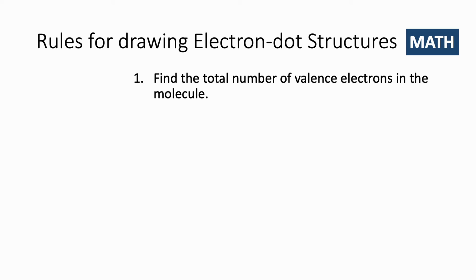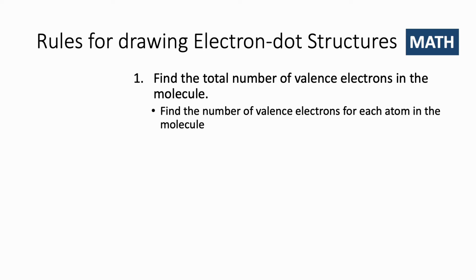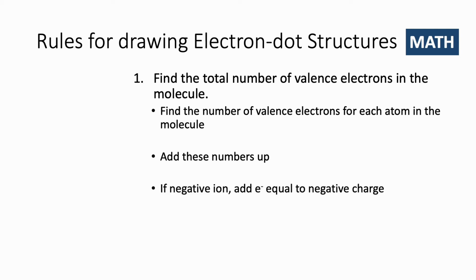As I said before, the first thing you're going to do is find the total number of valence electrons in the molecule. So you're going to go through atom by atom, and for each atom, figure out how many valence electrons that atom has, and then you're going to add up the numbers for everything in the molecule. If you have an ion, that changes the number of electrons you're going to have.